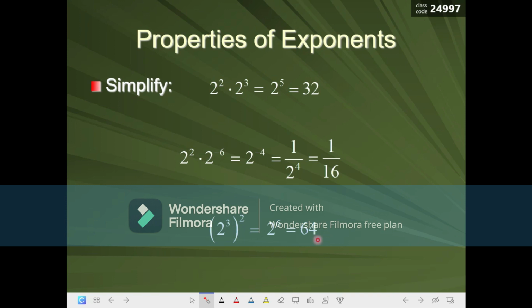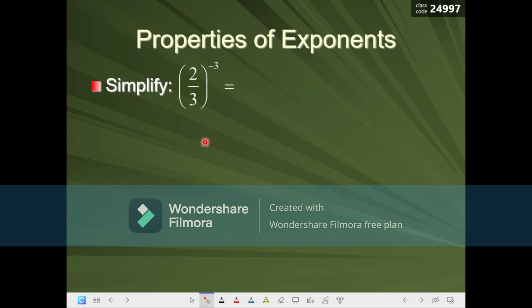Always be very careful, because most of the time students tend to make errors by multiplying the base and the exponent directly, which is not supposed to be done. You have to be very careful. That's a common mistake. So multiply 2 by itself 6 times: 2 times 2 times 2 times 2 times 2 times 2. That is 64. Okay, let's proceed. How about if you have the quantity 2/3 being raised to the power of negative 3?